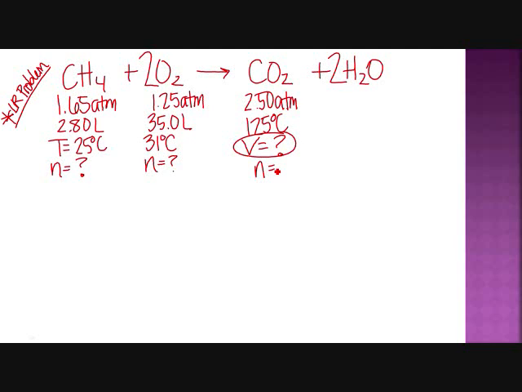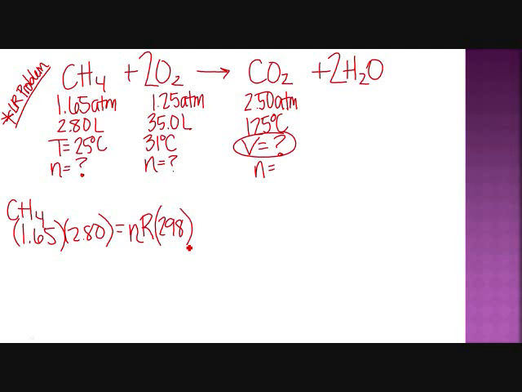Okay, here we go. Ready? This is CH4. We have 1.65 times 2.80 equals N times R times 298 Kelvin. To save some space, I know what R is, so I'm just going to put the letter R on my paper. If you feel like you need to write it out, do it. But you know what R is, because R is 0.08206.